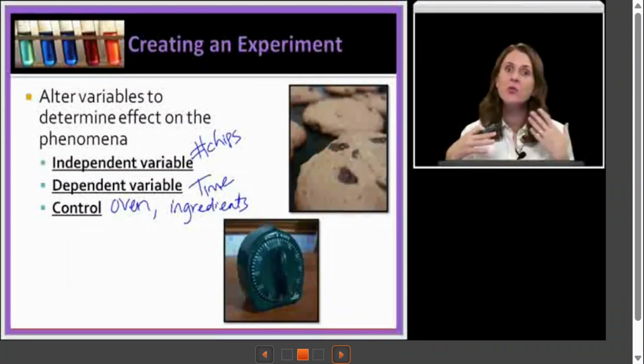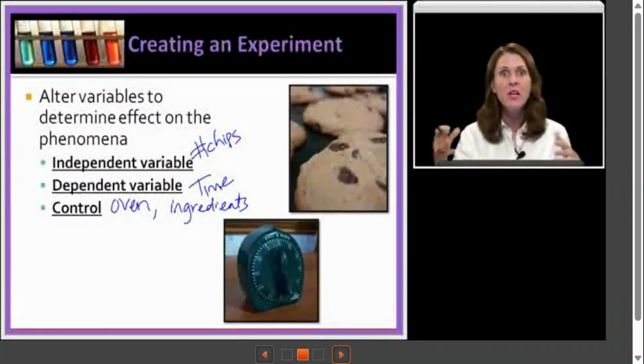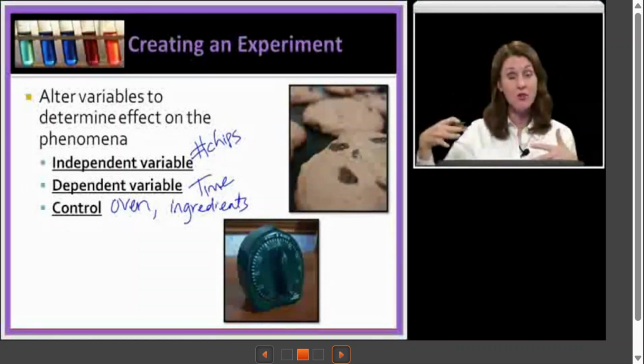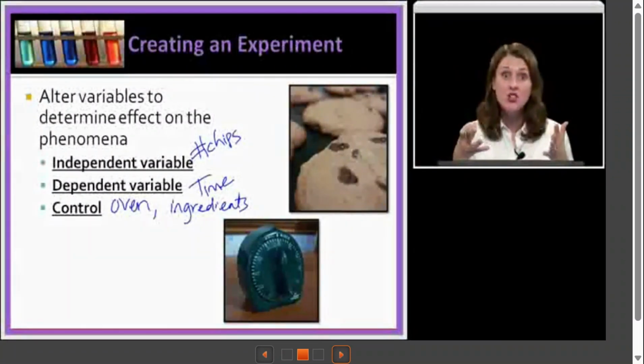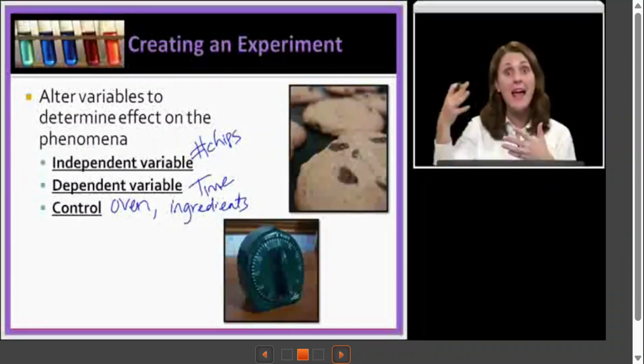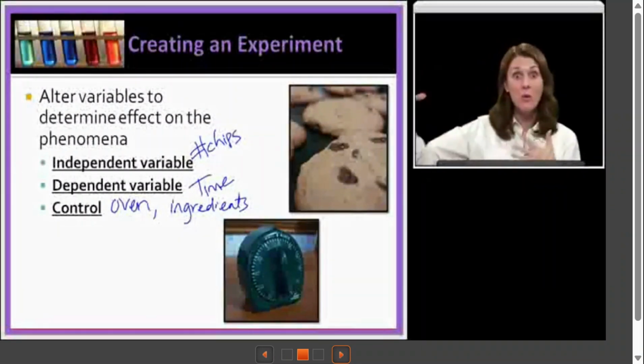So I mentioned also a control group and an experimental group. In this case our control group would be to run a trial without any chocolate chips at all, and then an experimental group could be, or there'd be several experimental groups as we're adding more and more chocolate chips. So you always have a control group to use as comparison, and then your experimental group as you're experimenting with your variables.